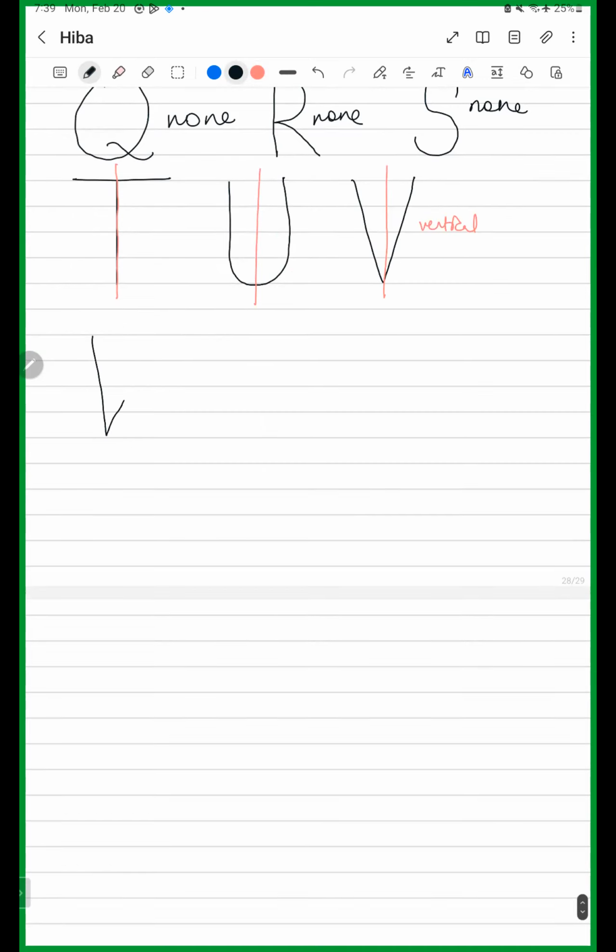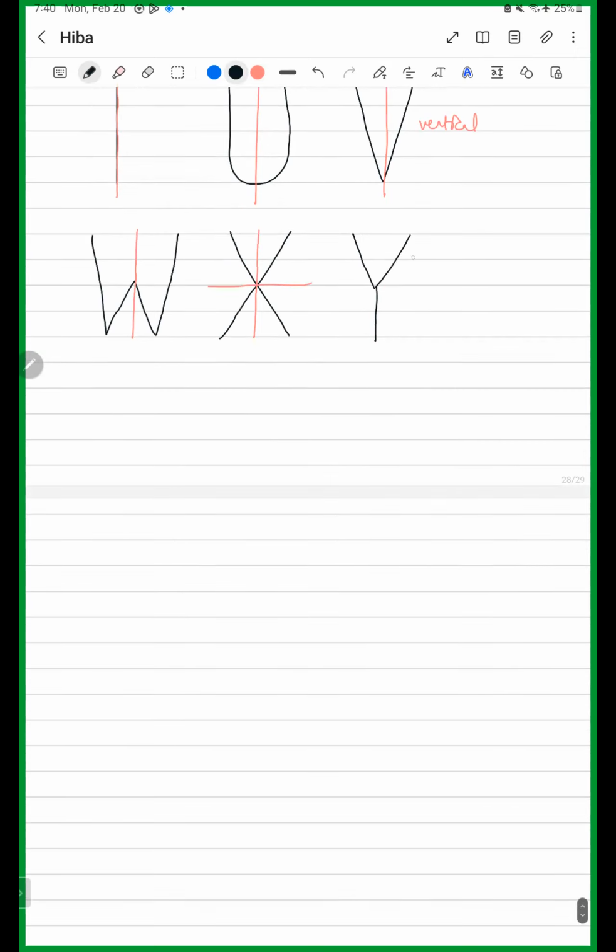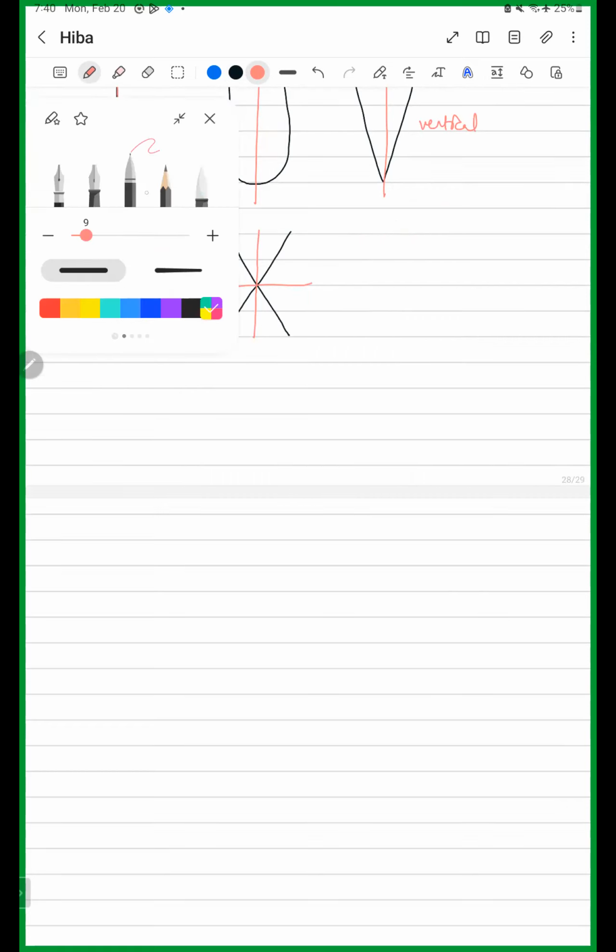W is only vertical. Only vertical. Very good. W. X. X is both vertical and horizontal. Very good. Both vertical and horizontal. Y. Z is none. Y तो आता है पहले. Oh, sorry. Y is vertical, बच्चे. But when you draw Y, the last line is slanting.